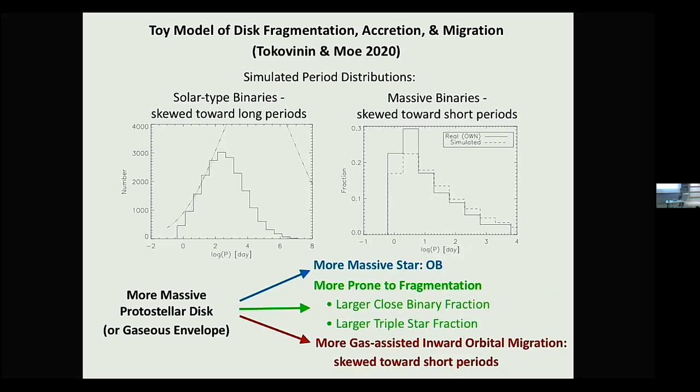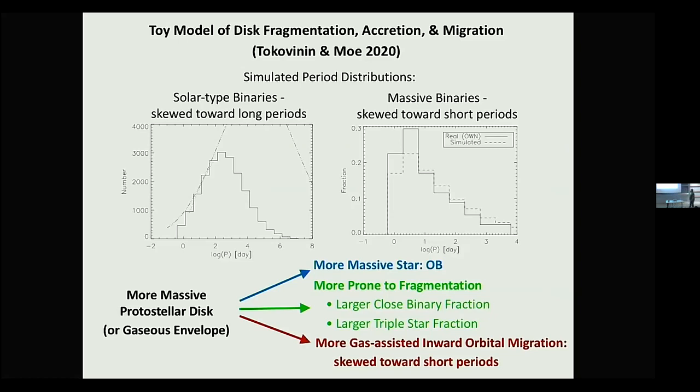And the key takeaway is the driving parameter in the observed distribution of multiples was the mass of the protostellar disk or the mass in the gaseous envelope. If you have a more massive protostellar disk, you're more likely to have a massive star, an OB star. More gas means you're more likely to fragment, leading to a larger close binary fraction and a larger triple star fraction. I think this is why OB stars have a binary fraction of 90, 100%.